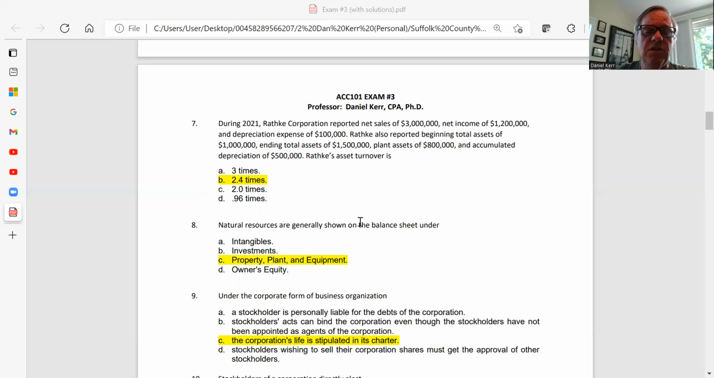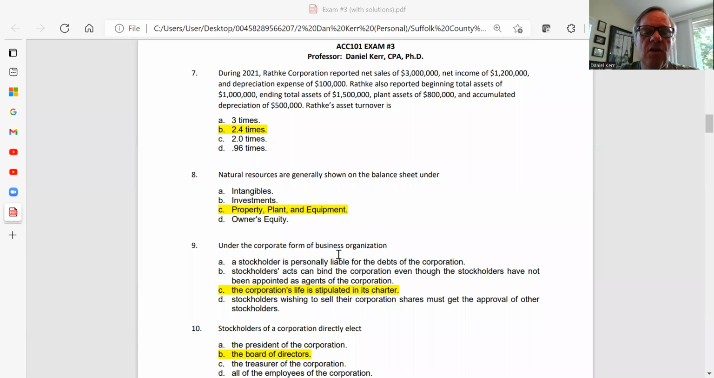8, natural resources are generally shown on the balance sheet. Natural resources show up in the property, plant, and equipment. They're not intangible. Intangibles are things like copyrights, patents, and goodwill. Investments would be where we own stock or securities in other companies. Owner's equity, we know what that is. Natural resources show up as part of property, plant, and equipment. So the answer there is C.